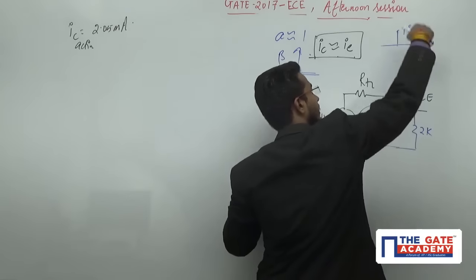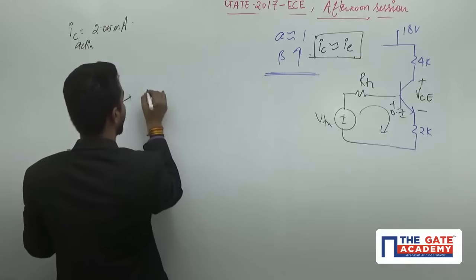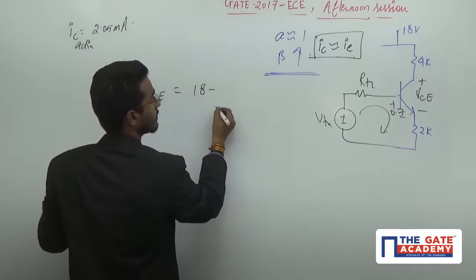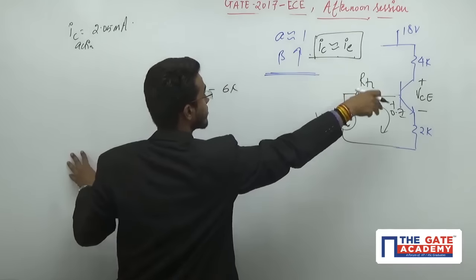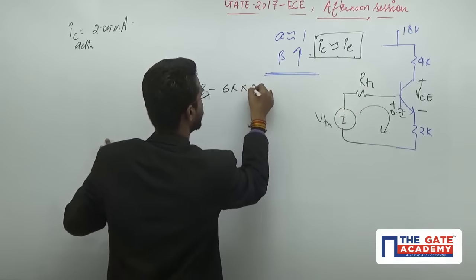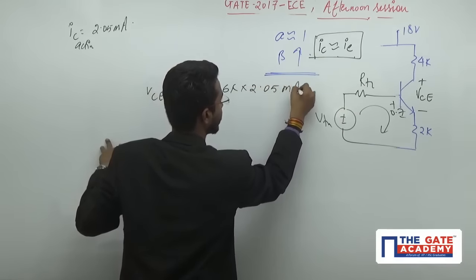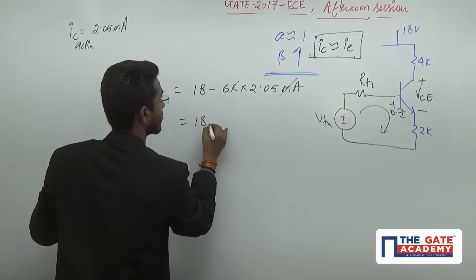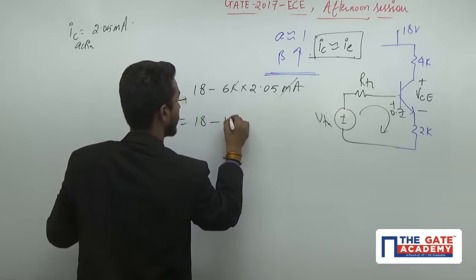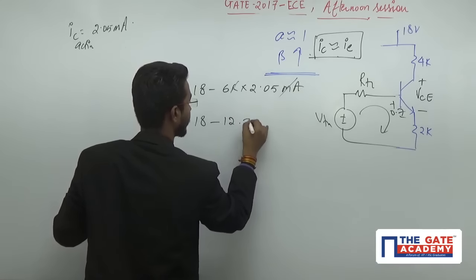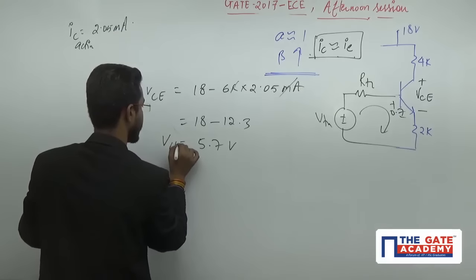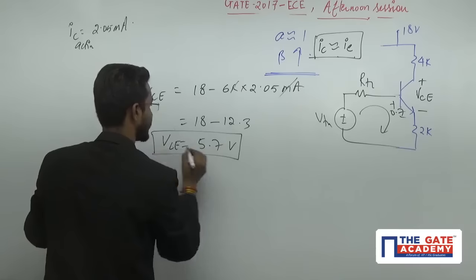Just apply the KVL in this path and you will get VCE as 18 minus 6K total resistance into the total current, 2.05 milliampere. This milli and kilo will cancel out. 18 minus 12.3, and here you will get 5.7 volts VCE, and this is your right answer.